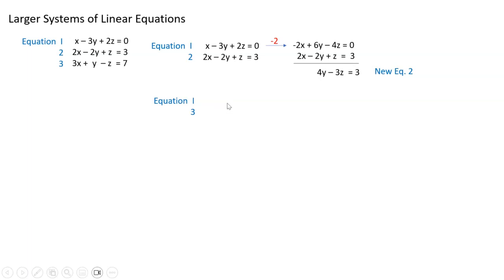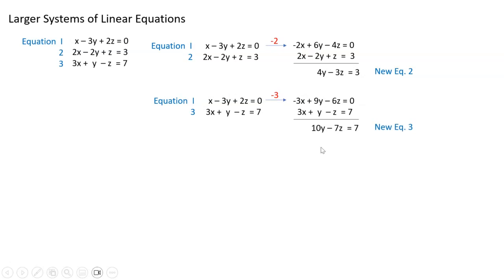Now I'm going to repeat the process and do it for equations 1 and 3. So I'm going to multiply equation 1 by negative 3. Okay, that's my result. We just bring over equation number 3. After we add them, the x's are also eliminated. So this is called my new equation number 3. Now I'm going to get the new equations 2 and 3, and we're going to eliminate the y's.